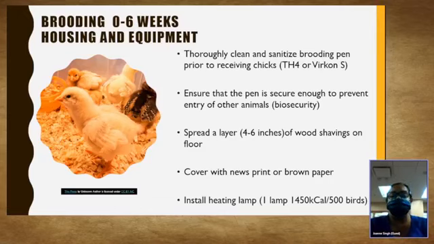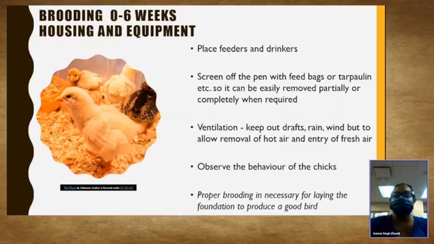And you need to spread wood shavings on the floor. You can't put them on a concrete floor or just plain dirt. You need to have wood shavings on the floor. You cover that with newsprint or brown paper because it's baby chicks you're dealing with. And of course, you install your heating lamp. You place your feeders and your drinkers, and you screen off your pen with your bags or tarpaulin so that it can be easily removed when necessary.